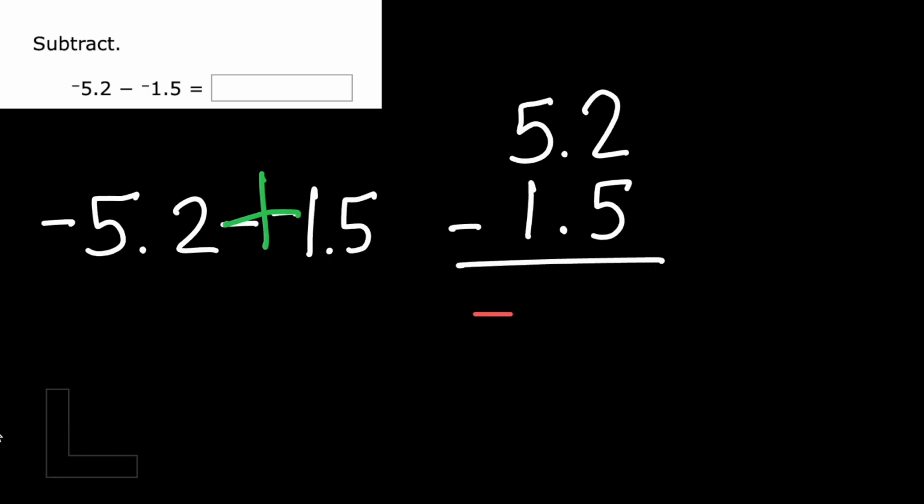So starting from our right column, we have 2 minus 5. Can't do that, so we borrow from the 5 to make it a 4, and we make the 2 a 12. So now we have 12 minus 5 gives us 7. And in our left column, we have 4 minus 1 is 3. So our final answer is negative 3.7.